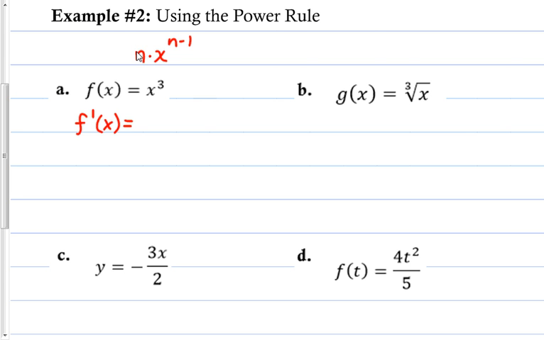My 3 is going to come to the front, so it's 3 times, my original function was x cubed. Then I got to subtract one exponent from it. So you bring the exponent to the front first to multiply with the function, and then you subtract one exponent. So my final answer is 3x squared. That is the derivative. All right, moving on to b.